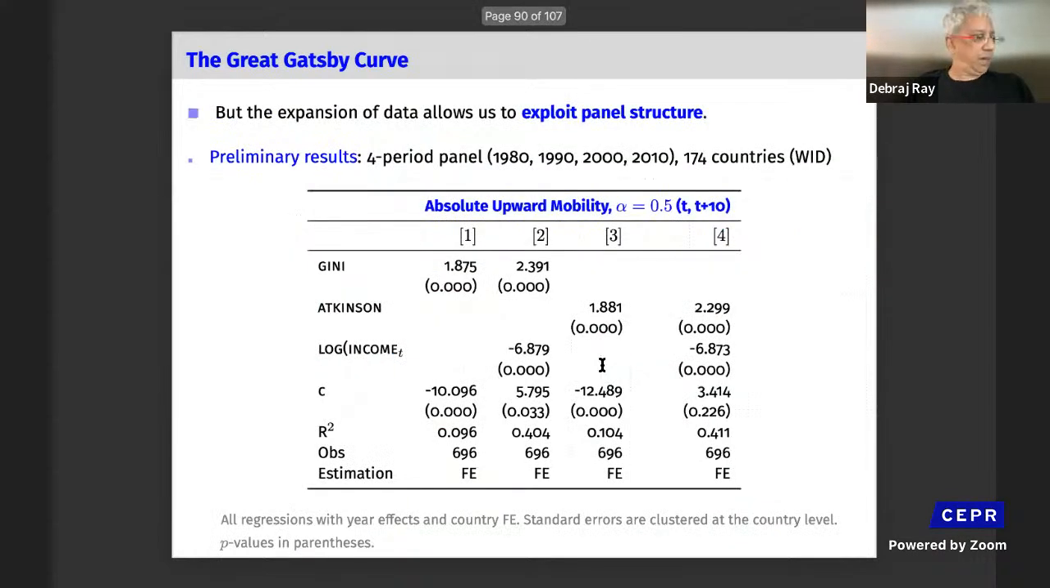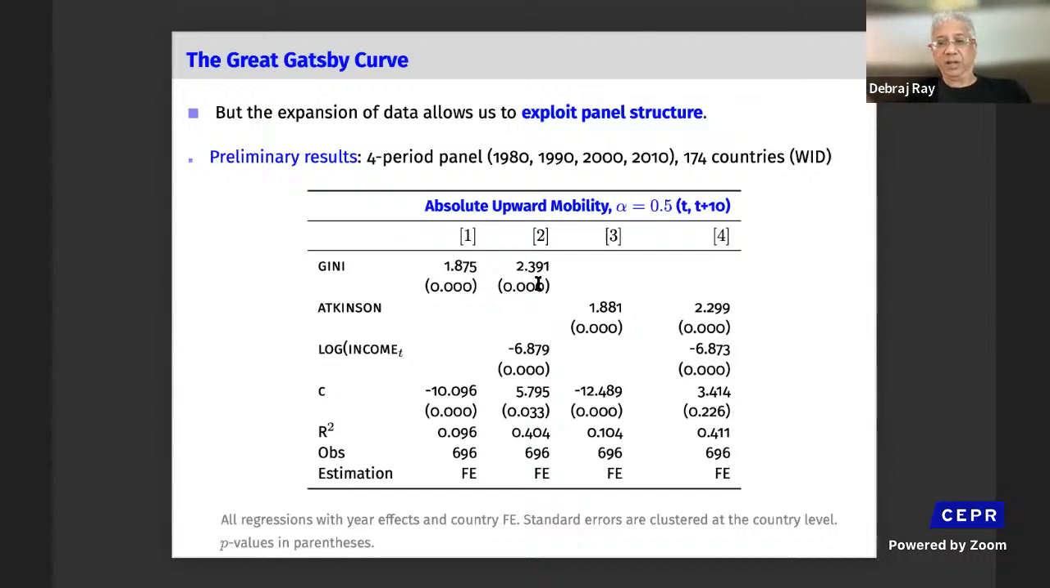And so I'm going to end by, because that was a cross-section, I'm going to end by actually exploiting the panel structure of the data by doing country fixed effects, right? So I'm going to do country fixed effects, time fixed effects for 174 countries in the WID. And we regress absolute upward mobility on initial Gini, okay, over 1980, 1990, 2000, 2010, looking at 10-year mobility data. And man, the coefficients are highly significant, and they go in the opposite direction from the Gatsby curve.